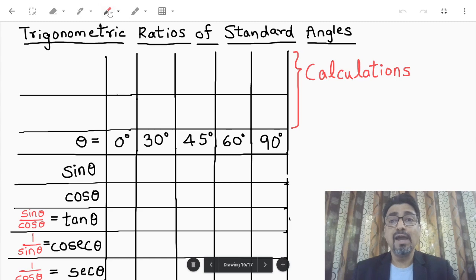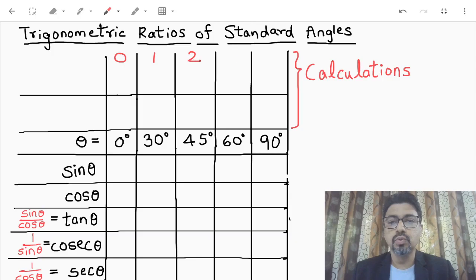Now students, the five angles that we are focusing on are 0 degree, 30 degree, 45, 60 and 90. Since the first angle is 0 degree, let us just start writing numbers, whole numbers from 0. So I have 0, 1, 2, 3 and 4. Divide all of them with the greatest number, that is 4 here. So all of them I have divided by 4.